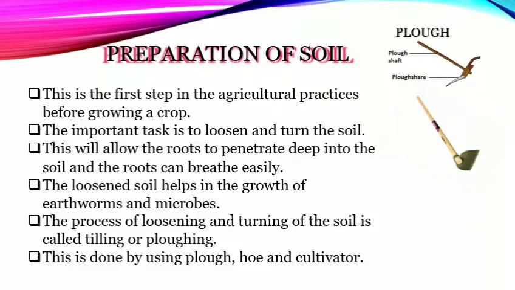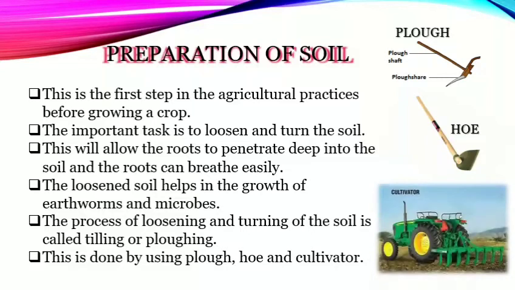So we all know the first step in preparing the soil is very important for growing a crop. In the loosened and turned soil, the roots penetrate deep into the soil and it can breathe easily. Once the soil is loosened, microbes and earthworms start enriching the soil. This enables a lot of humus in the soil and the fertility of the soil increases. The process we call tilling and plowing is essential for a crop to grow productively. This is done by using a plow, hoe, or a cultivator.